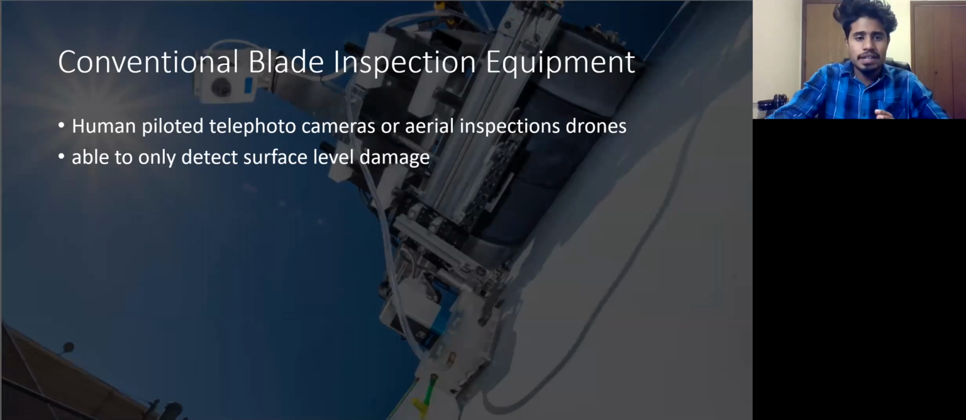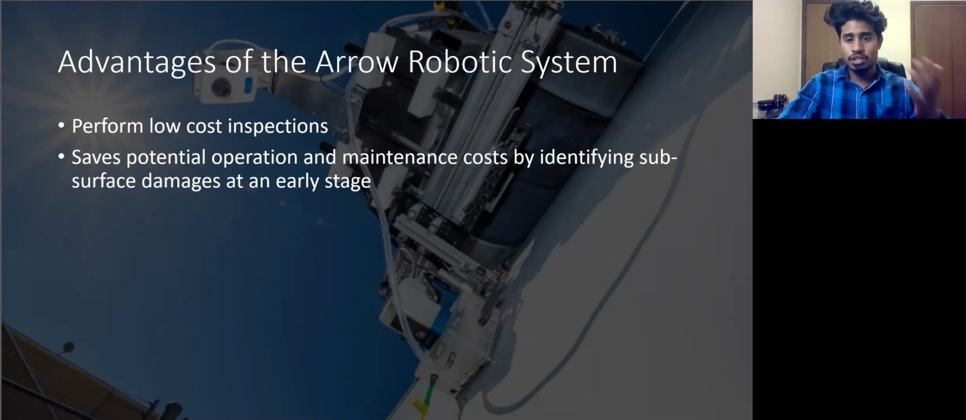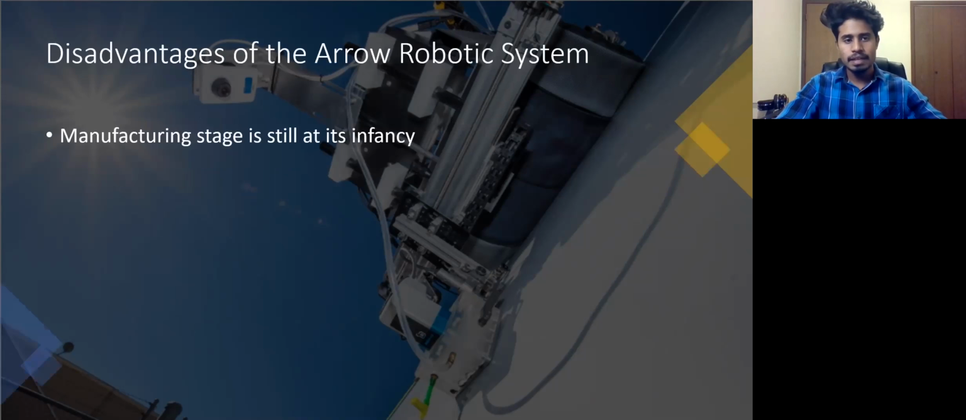Conventionally, we had human-piloted drones to view these damages in real time, but you cannot detect the subsurface damage. This equipment can detect this damage at an early stage to prevent it from growing into a critical size, after which the operation and maintenance costs will be really high and the turbine blades might have to be replaced. So it saves potential costs, and it can also perform these inspections at a lower cost. The only disadvantage is that these robotic systems are quite new and they are still in their manufacturing phase.